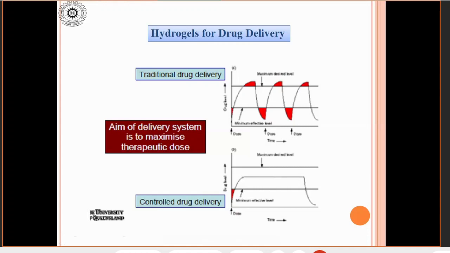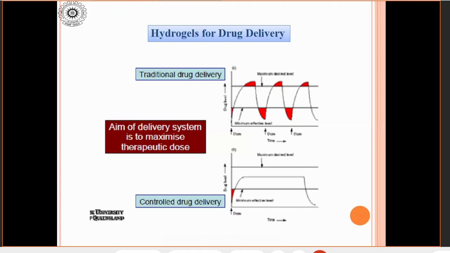The third advantage is there will be no side effect. Why? Because you are delivering the drugs at the desired site only. So that's another advantage, say in case of cancer. When you are delivering the drug at the desired site, definitely no side effect, because the drug need not travel a long path. It is delivered at the desired site only. So that's the advantage of such drug delivery system.